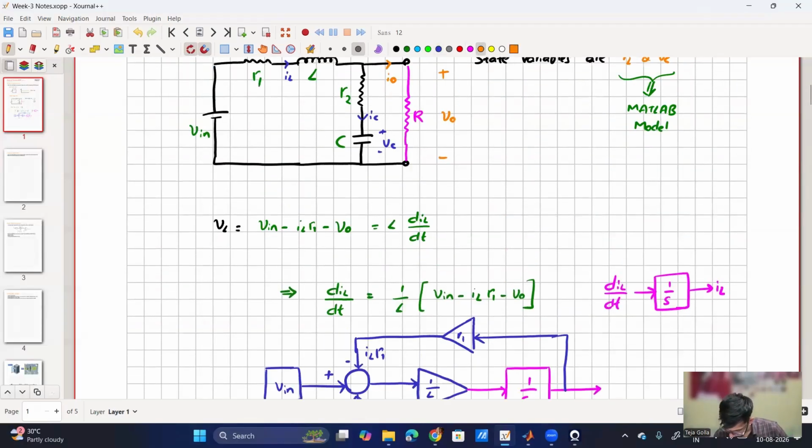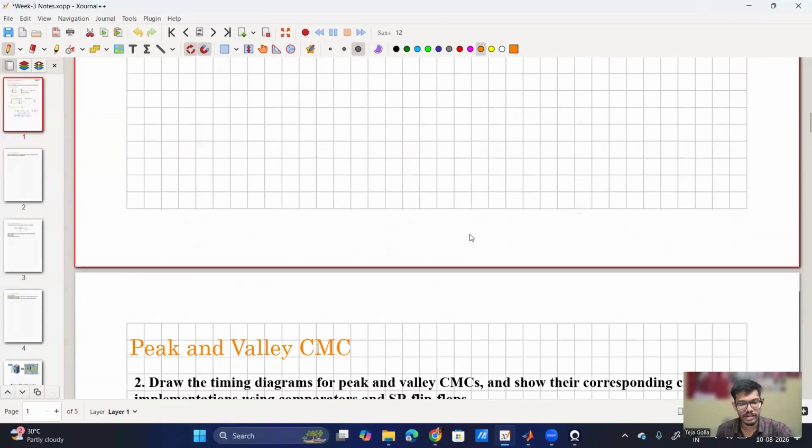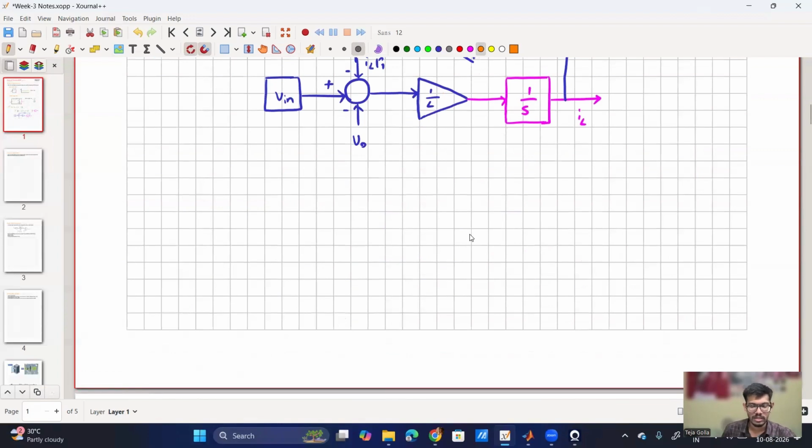So far what we have done is for the inductor. Now we have to do the same thing for the capacitor also. So far, is it clear? If you have any doubts, please stop me, else I'll move ahead. Clear, sir. No issues. Okay, so now let us go to the capacitor.